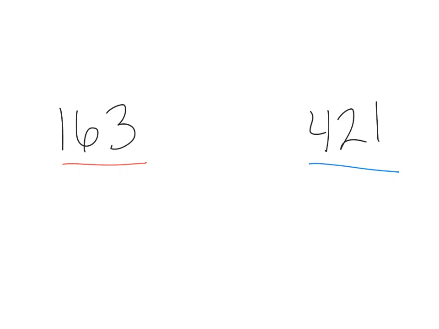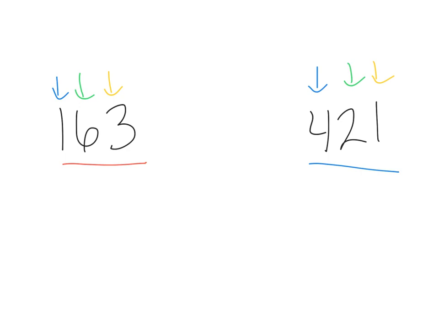Well, 163 has a 1 in the hundreds place, while 421 has a 4. 163 has a 6 in the tens compared to a 2 in the ones. 163 has a 3 in the ones compared to a 1 in the ones. So there's different numbers in each one. The same number of digits, but different ones.